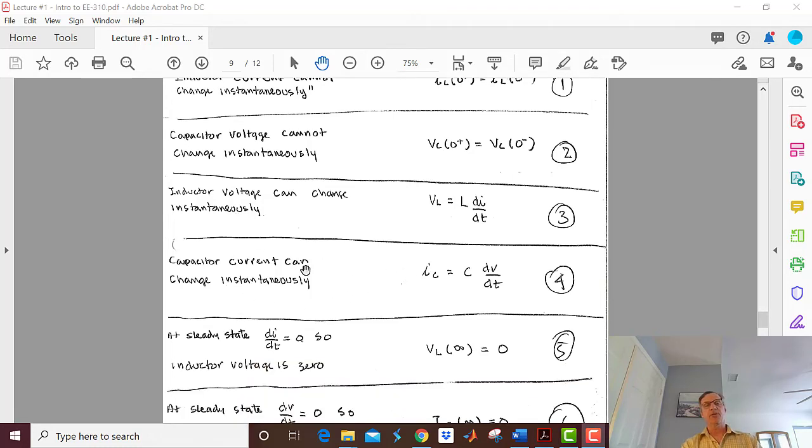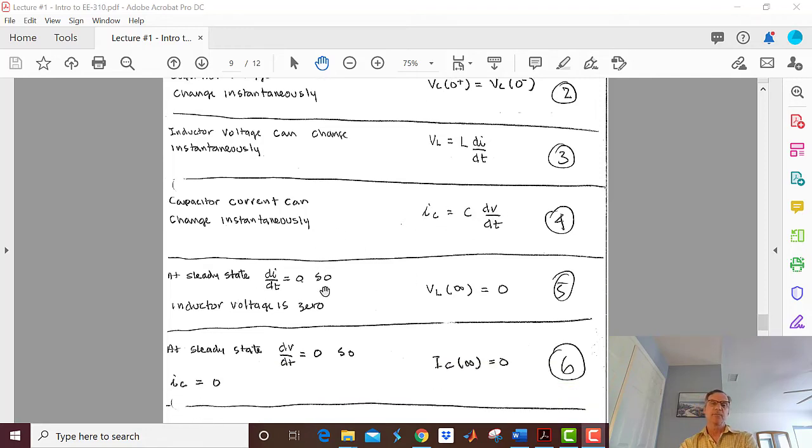Similarly, the capacitor current can change instantaneously. So between t equals zero minus and t equals zero plus, yeah, that capacitor current can totally change. And again, I just show the equation for that.